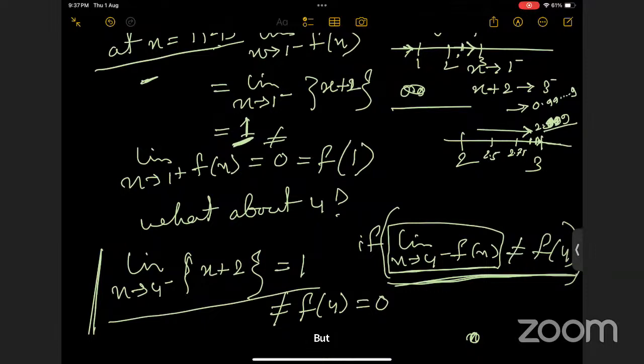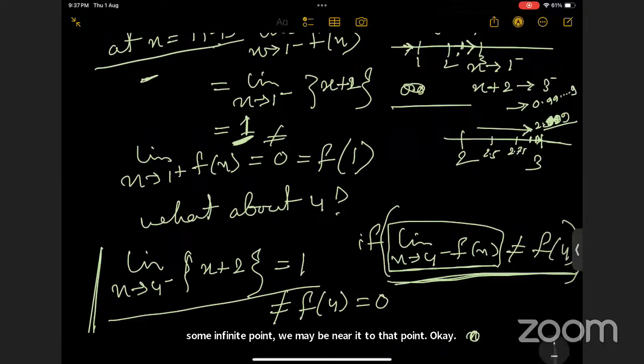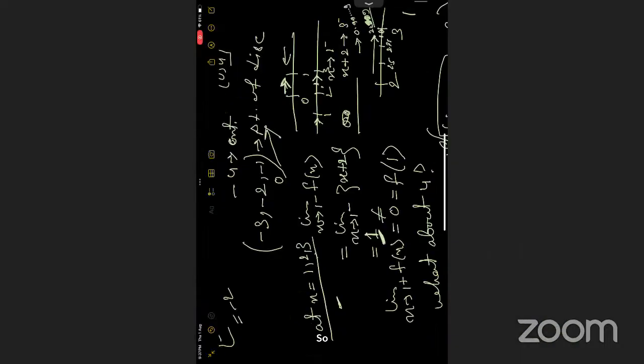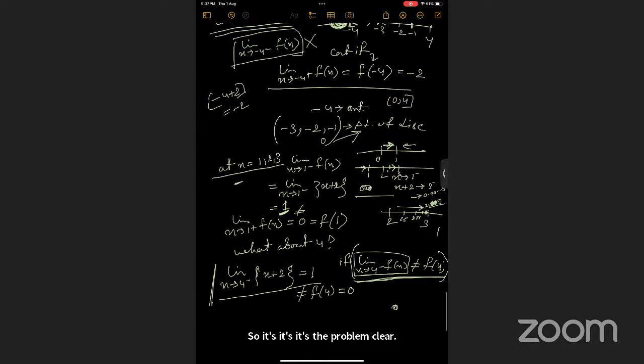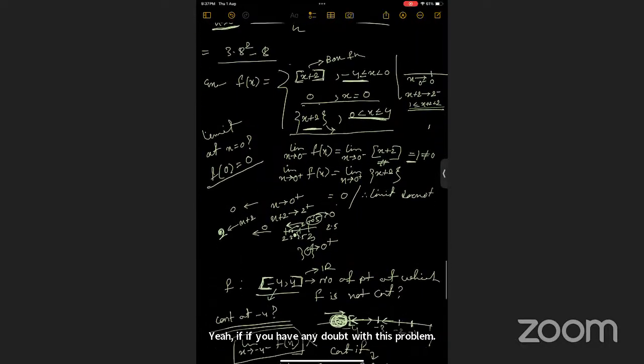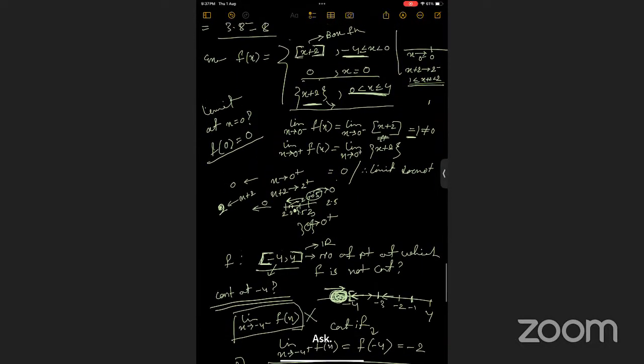Limit is basically the upper limit. Okay, ma'am, got your point. This is not the value directly, but at some infinite point, we may be near to that point. Yes, ma'am. This is how this point becomes 1. So is the problem clear? Yeah, ma'am, got it. If you have any doubt with this problem, you can ask. This is a very good example, so note it down properly.